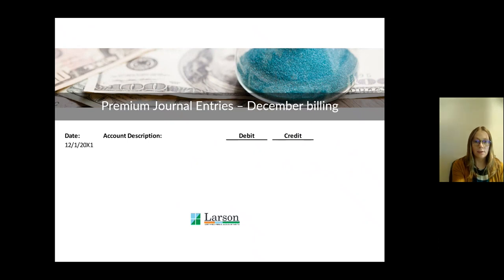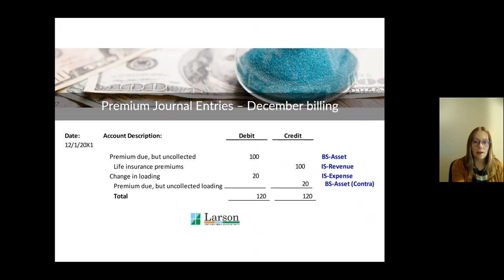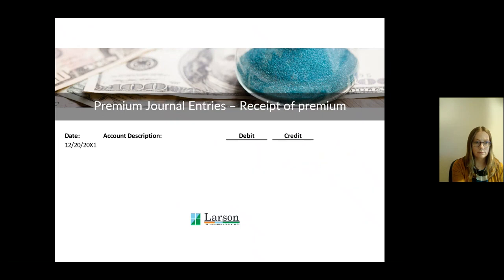Next, let's do the December billing. So same $100 in receivables, $100 into revenue, and then also recording the change in loading. So we record the net premium. And again, receipt of premium, we can see they paid $200 instead of the $100.